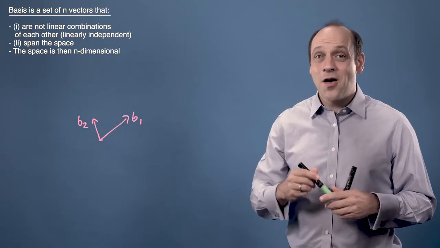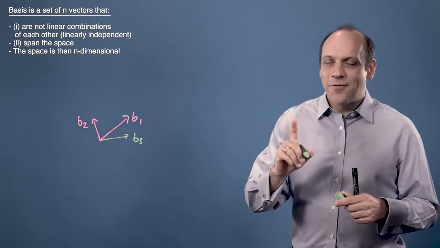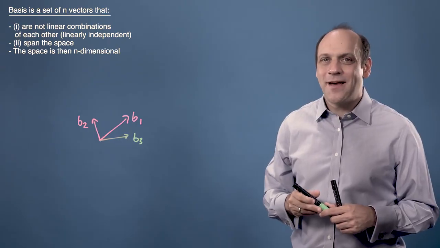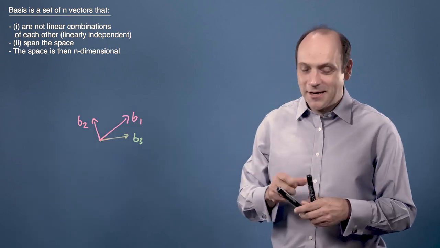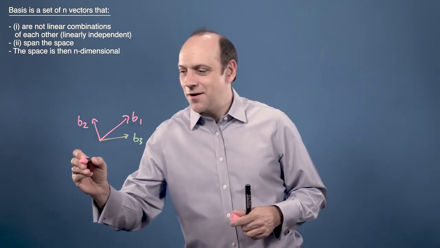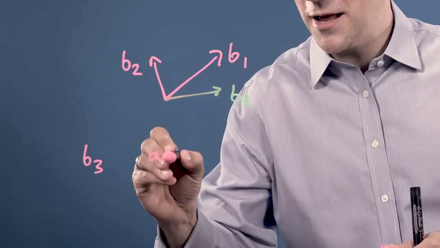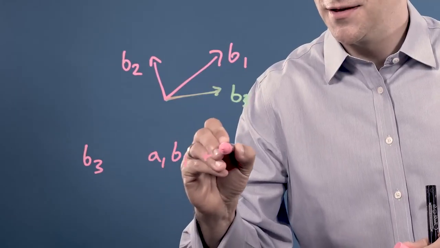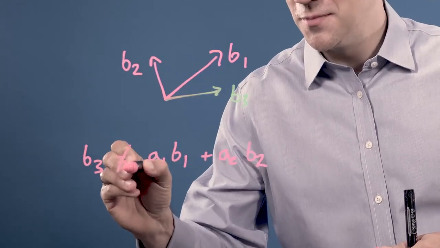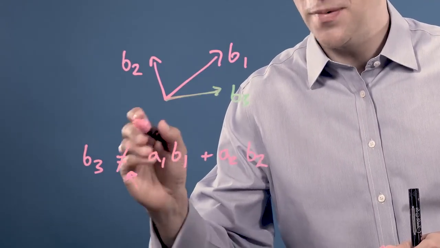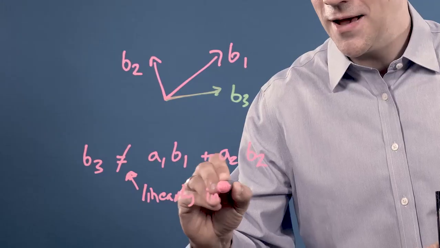Now, let's take a third vector, b3. For b3 to be a valid third basis vector, it has to be impossible for me to find some numbers, a1 and a2, such that I can satisfy this sum. So it has to be impossible for me to find b3 as some combination of b1s and b2s, where a1 and a2 are just numbers. That has to be impossible. And if it is impossible, b3 is a third basis vector, and b3 is linearly independent.